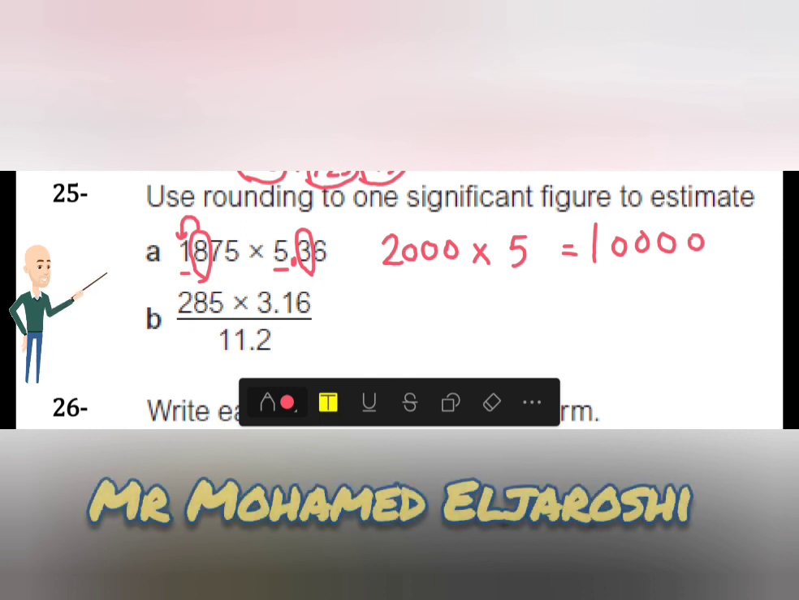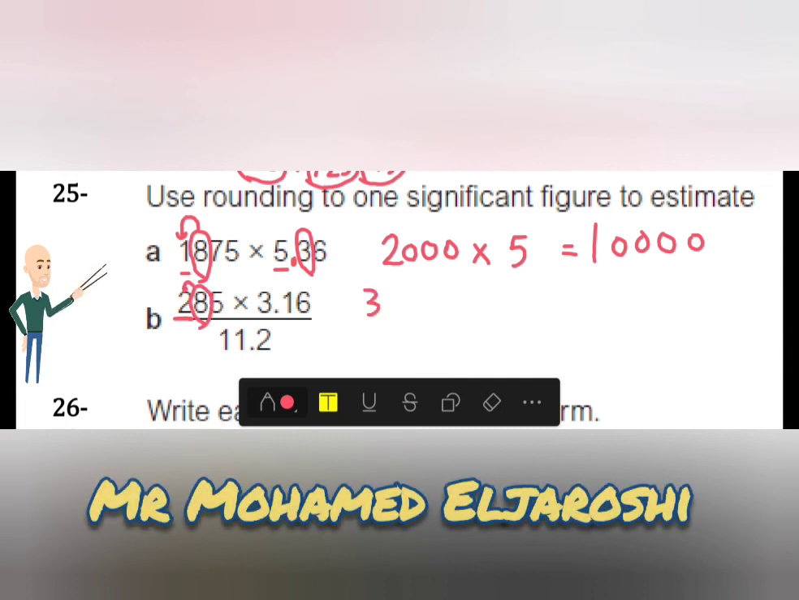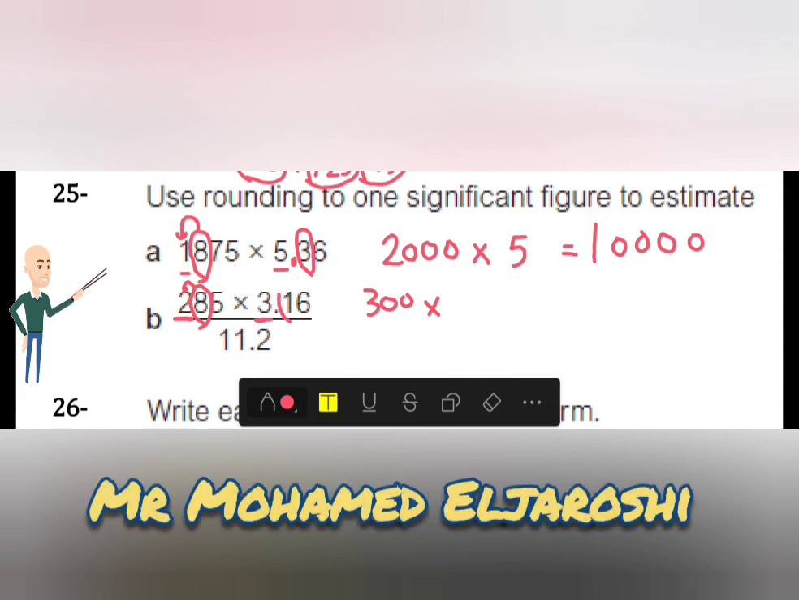Now the next one, B, we're going to do the same idea. For 285, rounded to one significant figure, which is the 2. The 8 is big, so we add 1 to the 2, it's going to be 300. Very good. And then multiplied by what? The first significant figure is this one, and the 1 is small, so we don't add anything to the 3, it's going to be 3 like this.